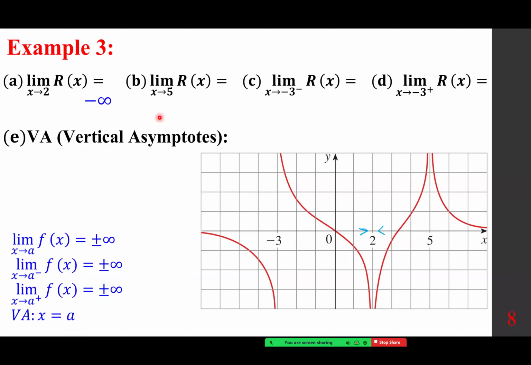The limit of R of x as x approaches 5, left side and right side of 5. From the left and from the right, both of them seem to tend to infinity.